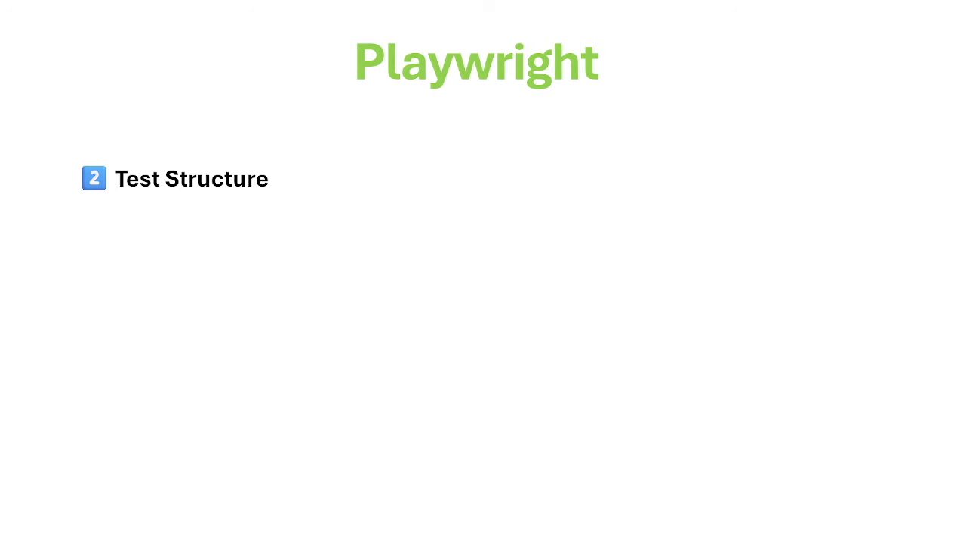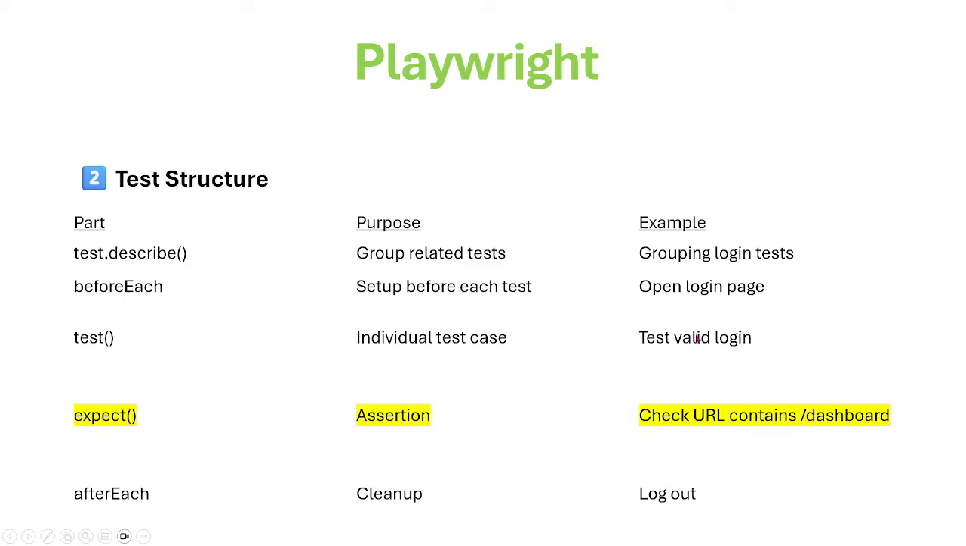From a test structure, we can see the Playwright test structure contains all of this. From here, we can see assertion. Assertion uses the expect function, can validate URL, return text, and also validate web element status.